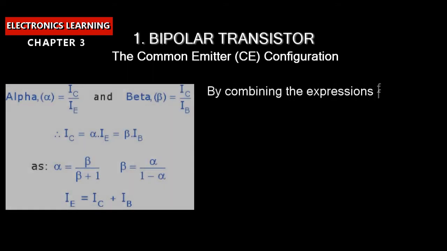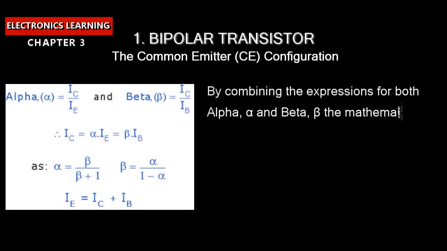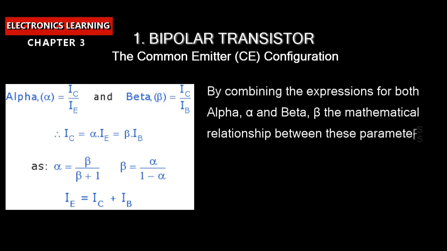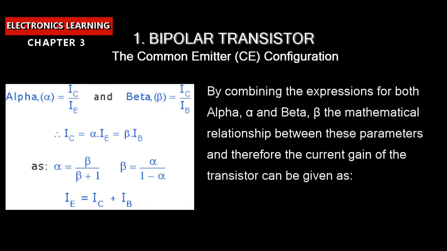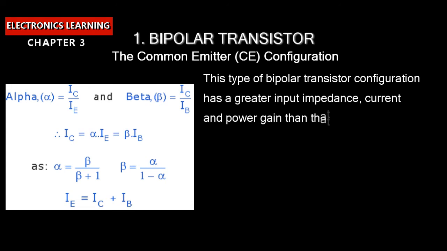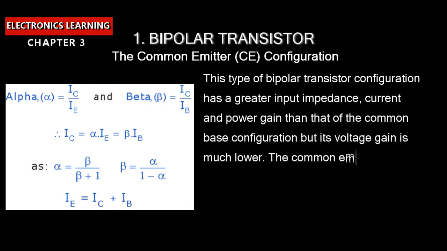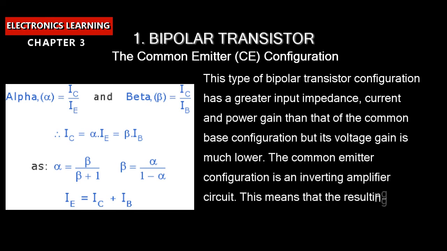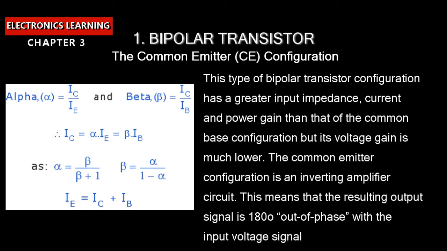By combining the expressions for both alpha and beta, the mathematical relationship between these parameters, and therefore the current gain of the transistor, can be given as follows. This type of bipolar transistor configuration has a greater input impedance, current and power gain than that of the common base configuration, but its voltage gain is much lower. The common emitter configuration is an inverting amplifier circuit. This means that the resulting output signal is 180° out of phase with the input voltage signal.